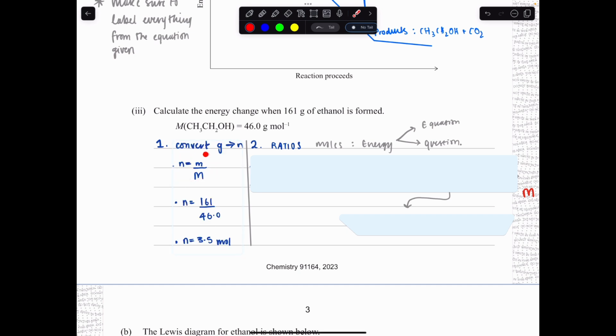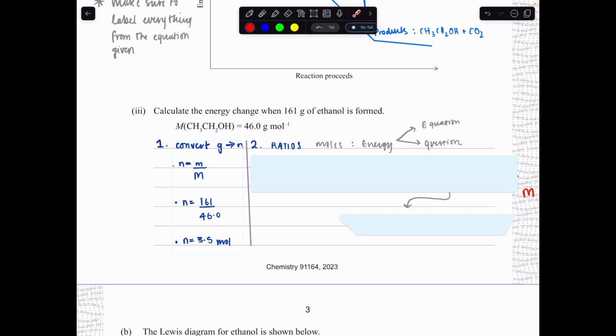We use this equation over here, n equals little m, which is the mass, over big M, which is the molar mass. Substitute everything in. So our mass that we're given is 161. We pop that into here. The molar mass of ethanol is given to us here, and so we pop that into big M. Pop that into our calculator, and we should get 3.5 moles. So 161 grams of ethanol is the same as 3.5 moles.